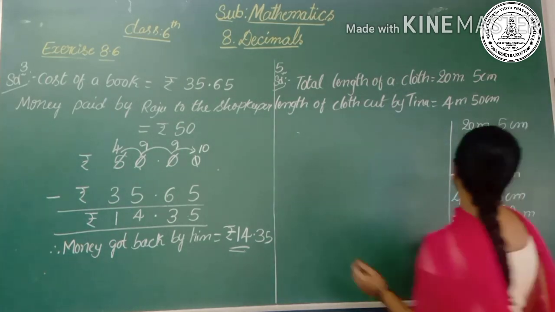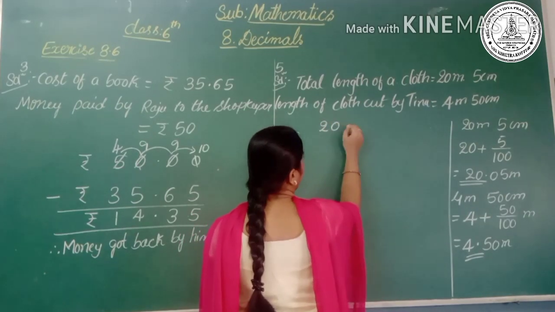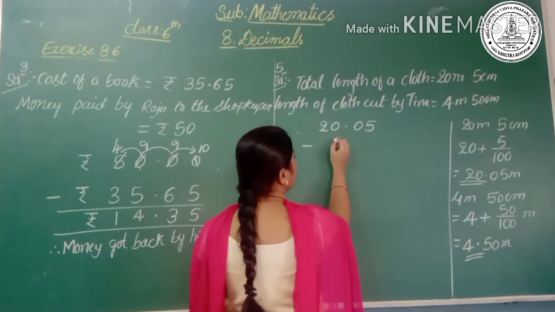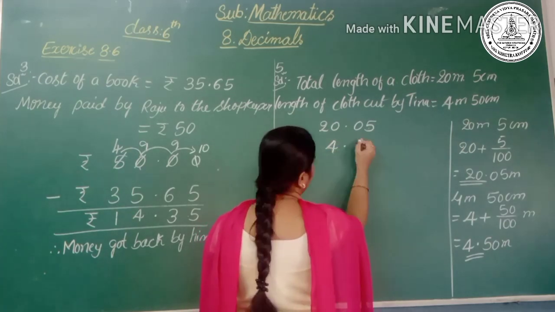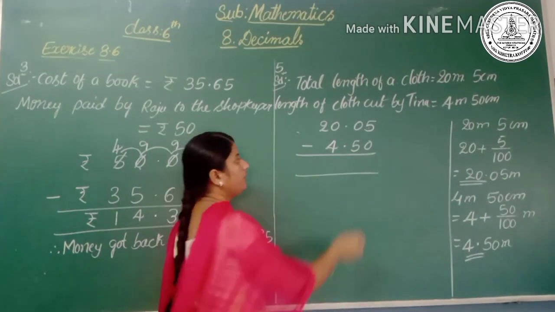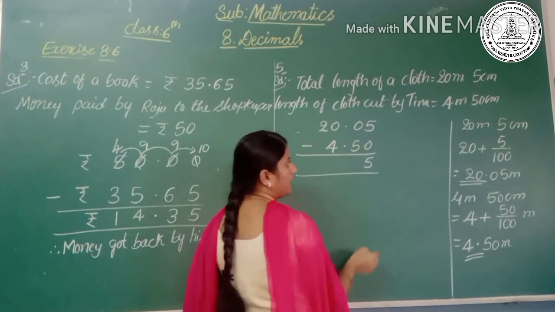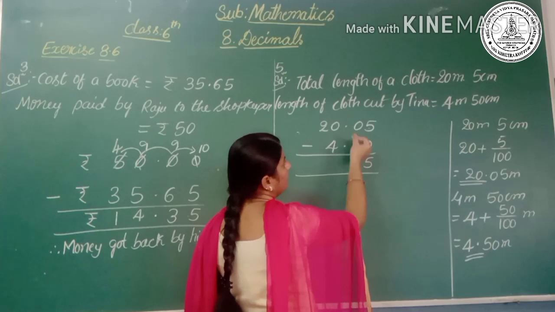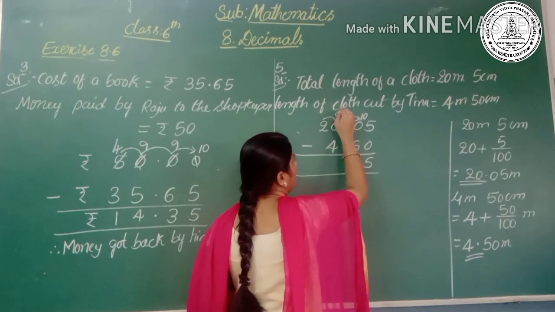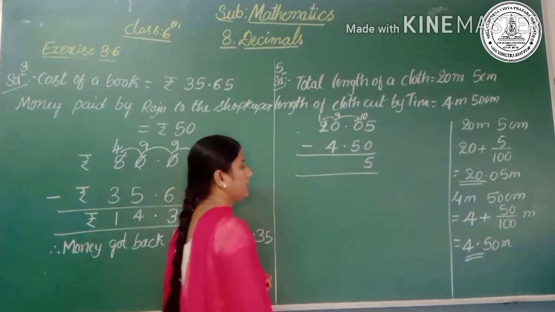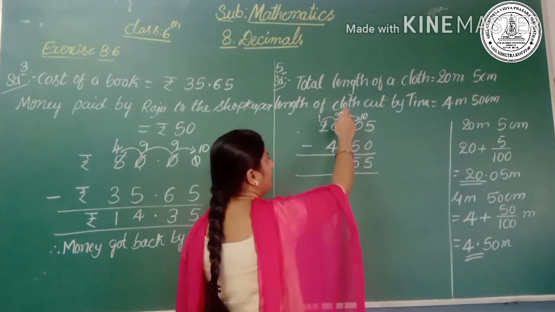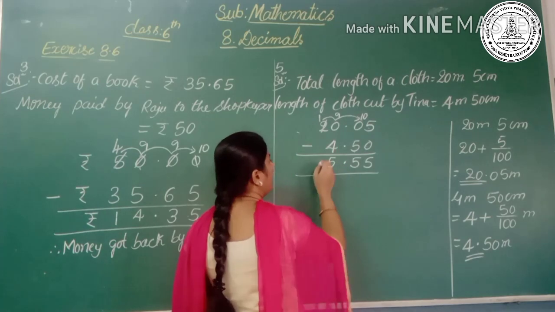Okay. The total length of cloth is 20.05 and the cloth cut by Tina is 4.50. Okay. Now you subtract: 5 minus 0 is 5, and 0 minus 5 is not possible. So we have to borrow. Take from the tens place, it will become 10 and in the ones place 0 becomes 9, 2 becomes 1. Then 10 minus 5 is again 5, keep the decimal point, and 9 minus 4 is 5 and 1.